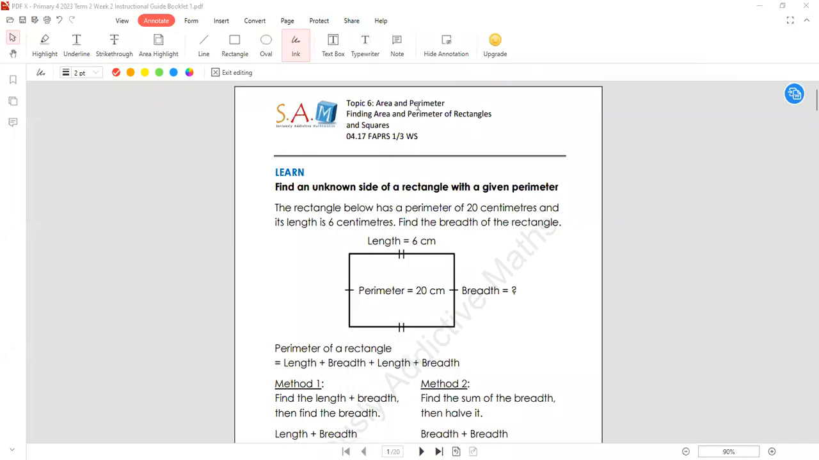Hey teachers, this is the instructional guide for primary 4, term 2, week 2. This week there are two booklets. The first one is on finding area and perimeter of rectangles and squares.